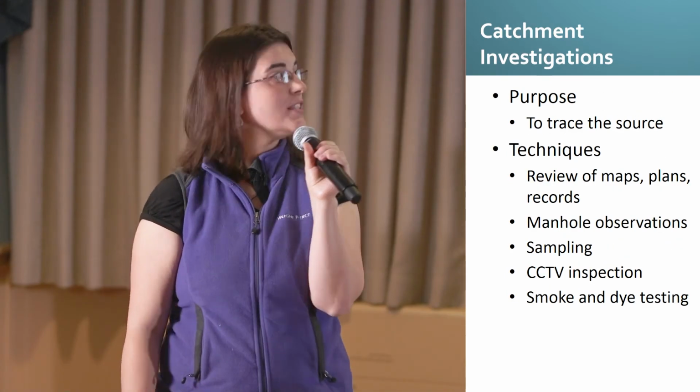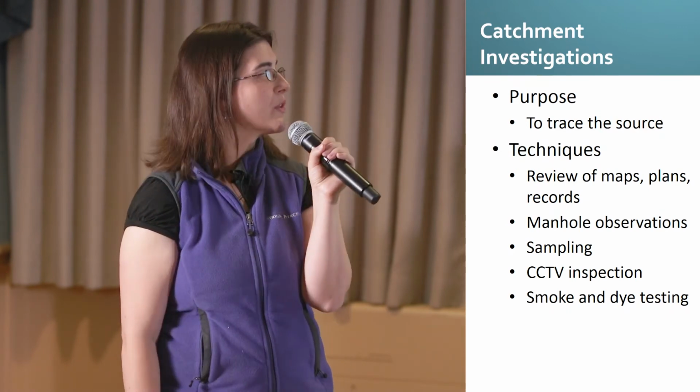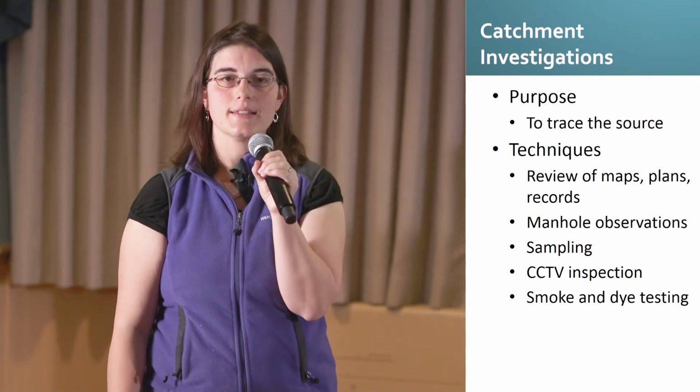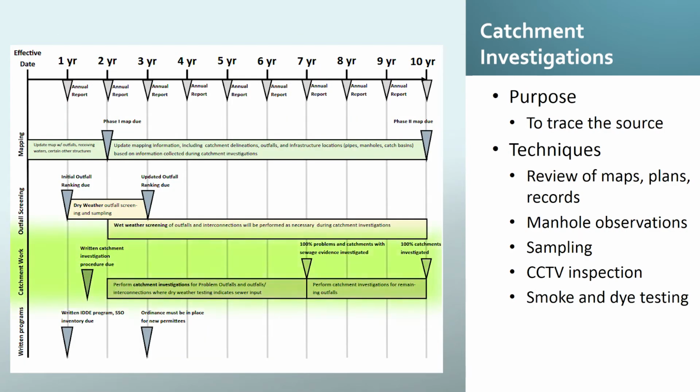So, catchment investigations. The purpose of a catchment investigation is to trace an illicit discharge to the source. And there are various techniques that you could use. You could review maps and plans, like historic records for the area. You can conduct manhole inspections and observations, sampling, CCTV inspections, and smoke and dye testing. So these are the field techniques to trace an illicit discharge to its source. And we'll talk more about this in Module 3. Written and systematic procedures to investigate each catchment are due by the middle of year 2.